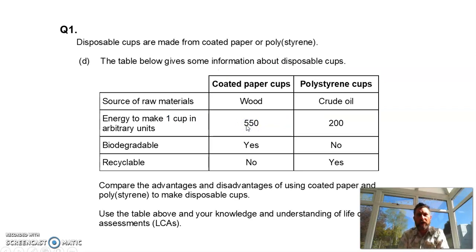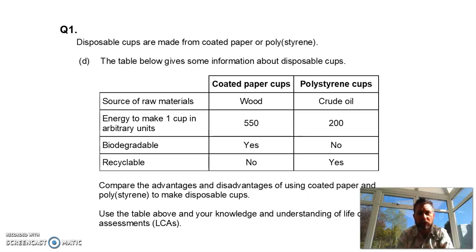So question one then. Disposable cups are made from coated paper or polystyrene. The table below gives some information about disposable cups. So you've got the source of the raw materials, the energy required to make one cup in arbitrary units, biodegradable, recyclable. So the question asks you to compare the advantages and disadvantages of using coated paper and polystyrene to make disposable cups. It says use the table above and your knowledge and understanding of life cycle assessments to tackle this question, and it's worth 4 marks.